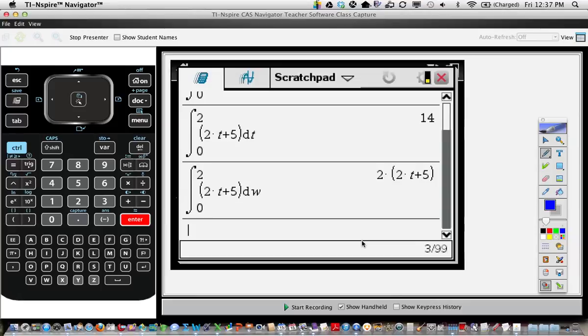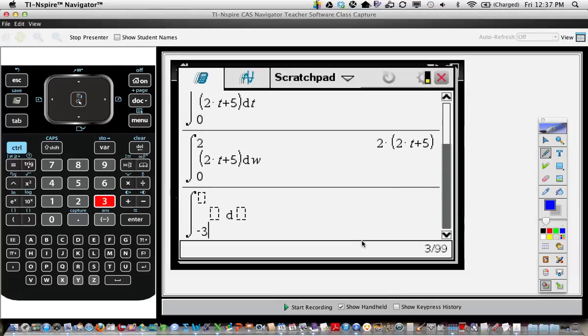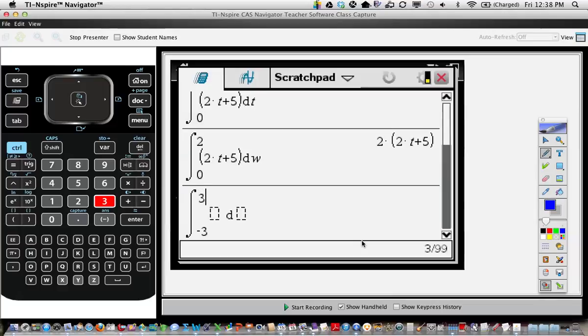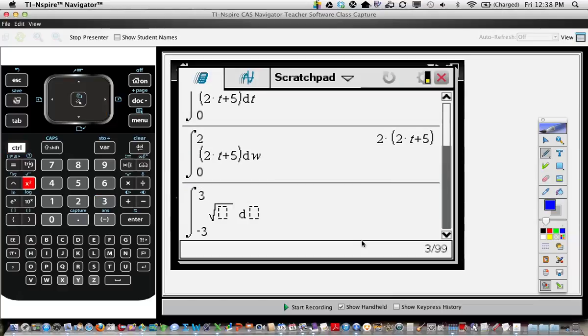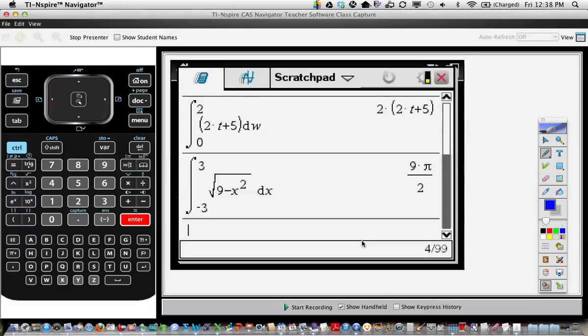Now, we actually will do some. Let's go ahead and type this one in, get a new integral symbol there. And let's type in the one we did with the square root, with the half circle. Let's type in -3 to 3. And then do square root of 9 minus x squared, or any variable you want. And then do that. Okay, and there it was, 9 pi halves.